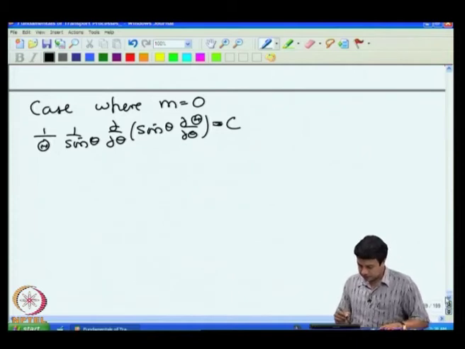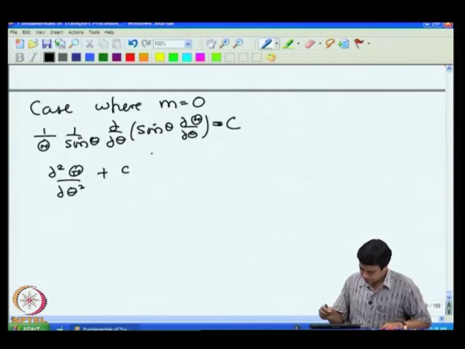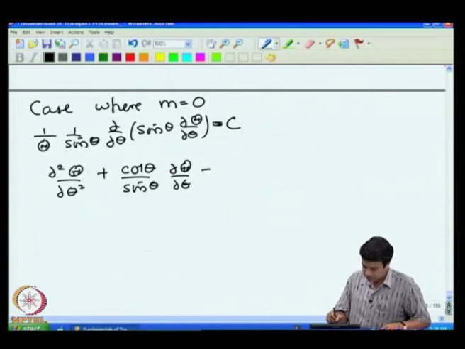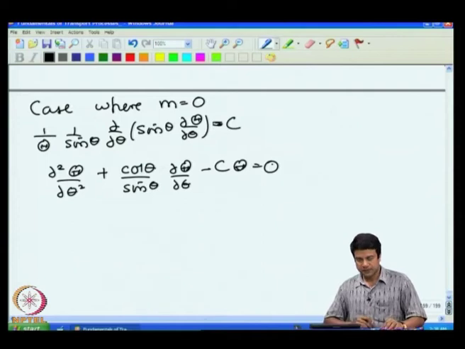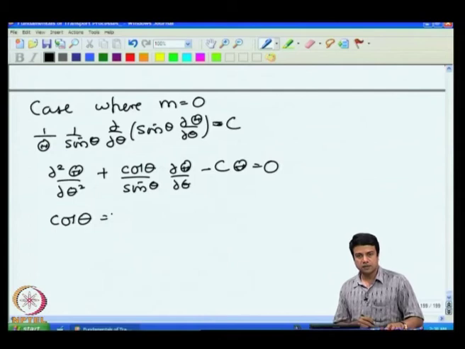And I can simplify this equation. I will get partial square capital theta by partial theta square plus cos theta by sin theta partial theta by partial theta minus c times theta is equal to 0. I can simplify this equation a little by writing down cos theta is equal to some coordinate.